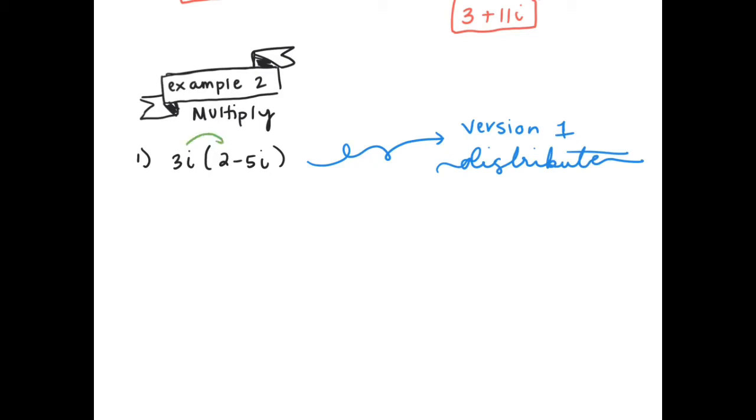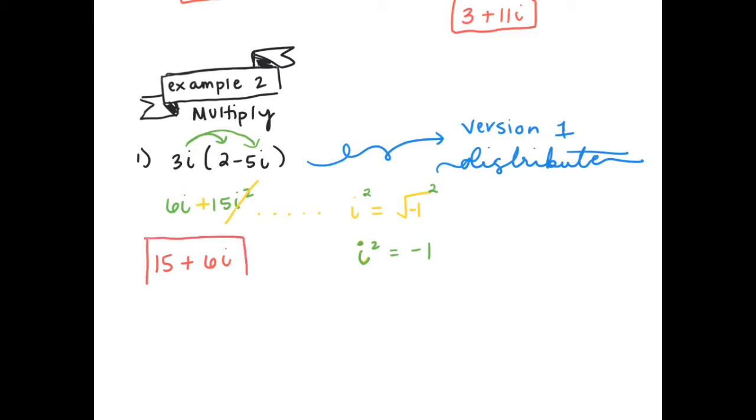So when I distribute, I'm going to have 3i times 2, which gives me 6i, and 3i times negative 5i, which gives me negative 15i squared. Now this i squared piece, that's where things are going to get fun. Remember that i is equal to the square root of negative 1. So when I square both sides, the square root and the square cancel, so I have i squared is equal to negative 1. Long story short, the i squared will cancel and the sign in front of it will change. So my answer becomes 15 plus 6i.